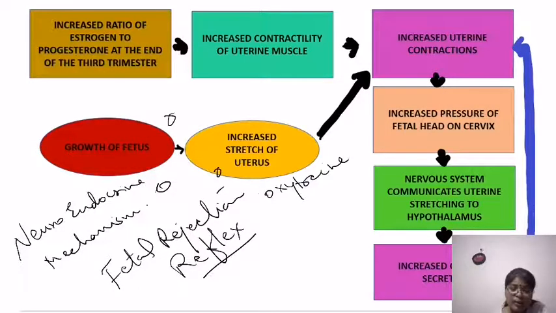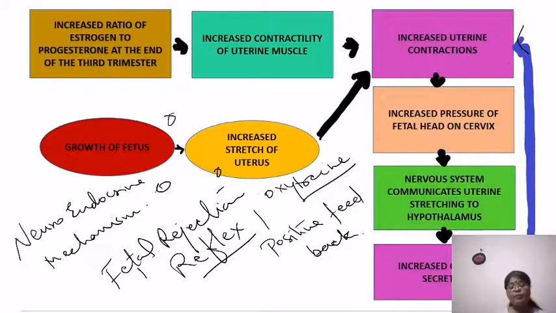It will release oxytocin, and this oxytocin will go and act back on your uterus. It will cause uterine contraction, and this uterine contraction will again give a signal to your posterior pituitary to release more and more oxytocin, and therefore this kind of feedback mechanism we call positive feedback.